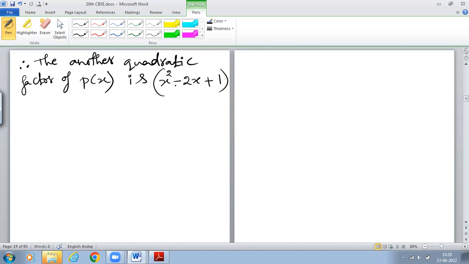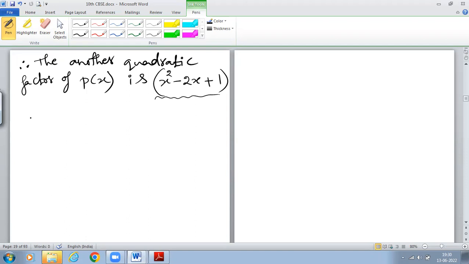Now, our aim is to find the remaining two zeros. Two zeros are given, we have to find the remaining two zeros. To find them, we have to find the zeros of the other quadratic factor. This factor is a quadratic polynomial, which I am underlining now. If you find the zeros of this quadratic polynomial, those zeros are the remaining zeros of the given polynomial p of x.